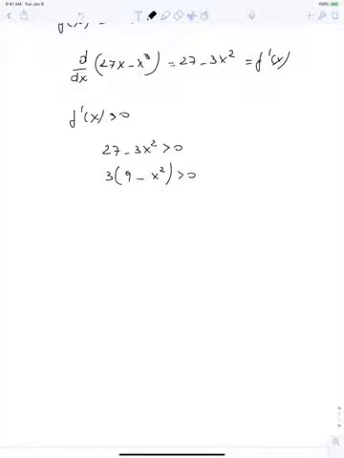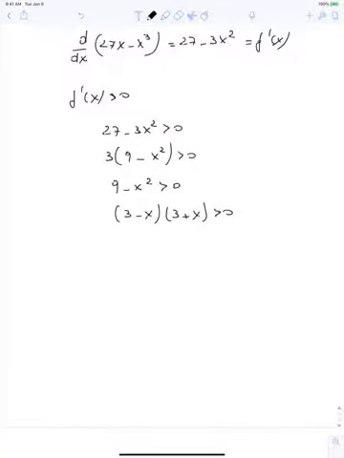Now, 3 is always positive, of course, so we just study 9 minus x squared greater than 0. The way we do it, either you plot the parabola, or you can also write this as 3 minus x times 3 plus x greater than 0. Now, this is a product, so in order to be greater than 0, they're both positive or both negative. So 3 minus x greater than 0 means that minus x is greater than minus 3, which means that x is less than 3. And 3 plus x greater than 0 means that x is greater than minus 3.